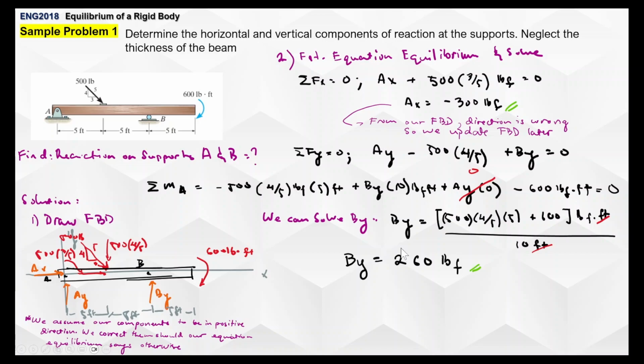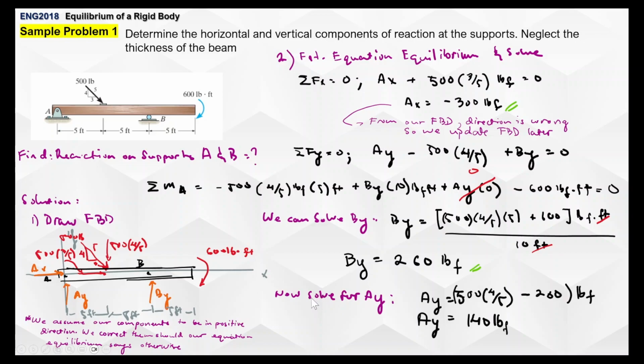So far, so good. And then from here, we can now solve it. So technically, this is our equation 3, so to speak. This is our equation 2 and equation 1. 3 equations, 3 unknowns, so not bad. Now we solve for AY, we just substitute BY here, and we will get 140 pound force.